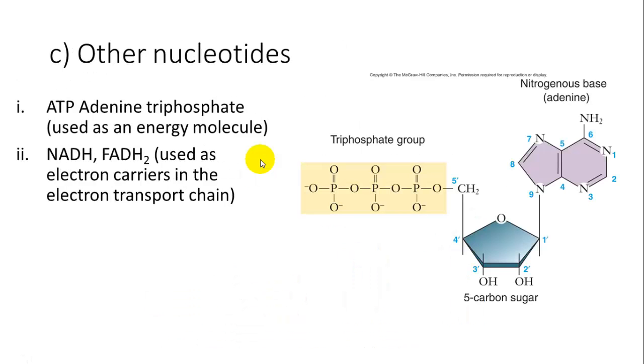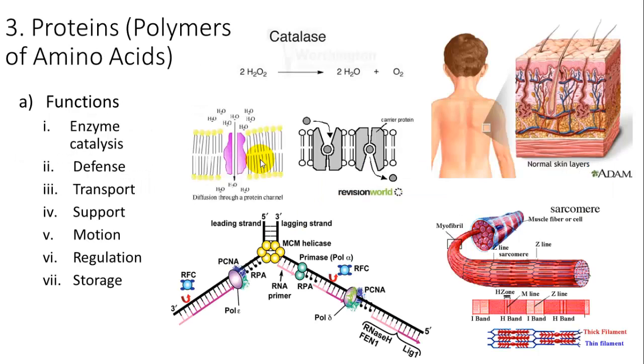So some other types of nucleotides are ATP, adenosine triphosphate, and this is the ubiquitous energy molecule. NADH and FADH2 are also used to make energy in the electron transport chain, which we will also talk about in another chapter. Alright, our third macromolecule is proteins. And these are polymers of amino acids, which we just talked about with the RNA.